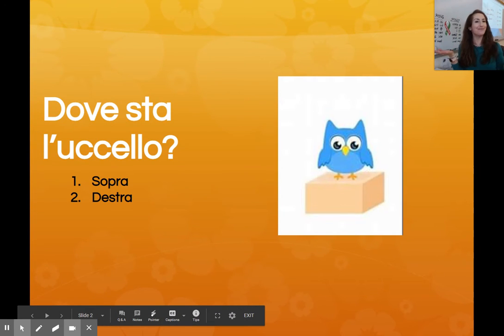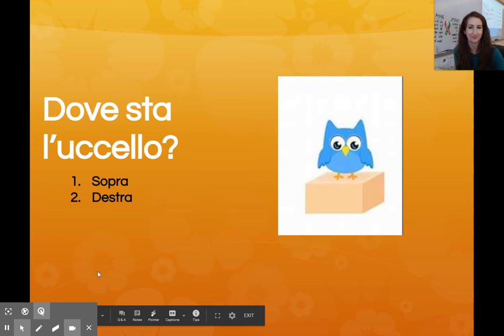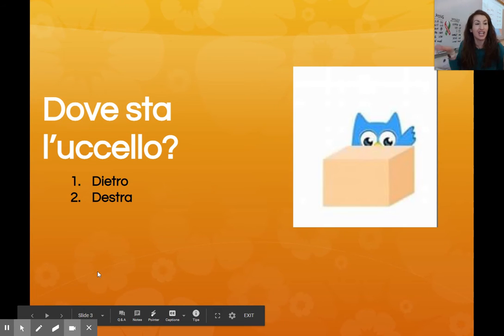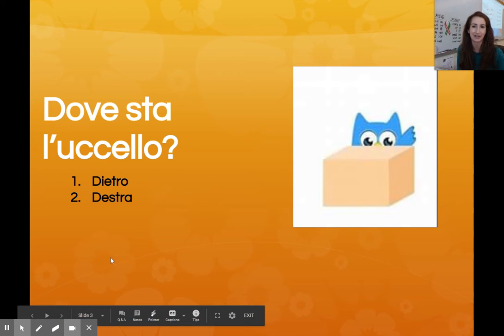Dove sta l'uccello? L'uccello sta sopra o destra? Is the bird sopra o destra? If you are thinking sopra, you are correct. Secondo. Dove sta l'uccello? L'uccello sta. The bird is dietro, behind la scatola, dietro.